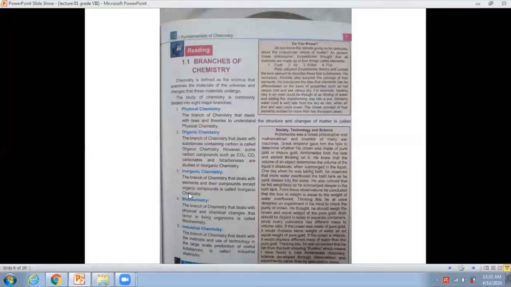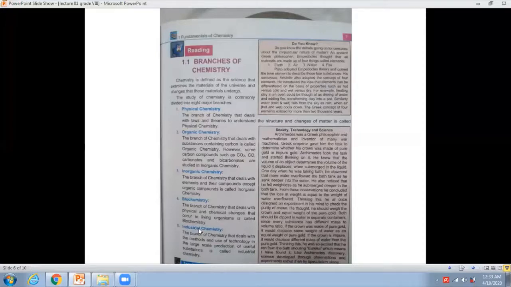Fourth branch is biochemistry. Bio means life, and chemistry means the physical and chemical changes that take place in substances. The branch of chemistry that deals with physical and chemical changes that occur in living organisms. Living organisms may be animals, plants, human beings, even microorganisms. So all the changes that take place in those living organisms, we study them in biochemistry.